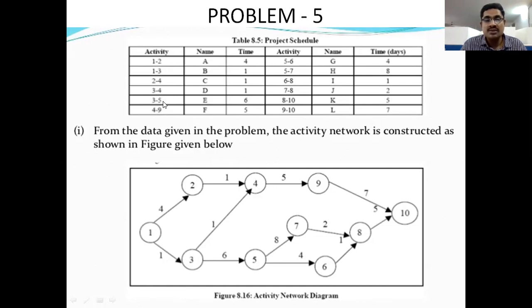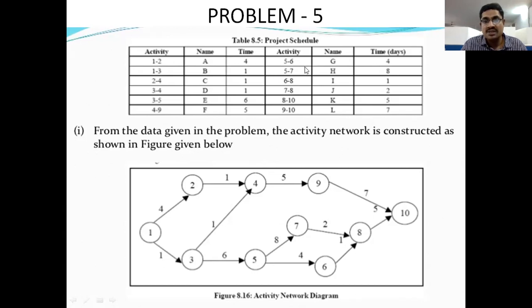Next 3 to 5. Just draw a circle and mention 5 here, 3 to 5, and connect these two by using an arrow. And this activity has 6 hours of time. So just mention the time between the arrow. Next 4 to 9. So 4 and 9. These two have 5 hours of time. So just put this time here between the arrow, right?